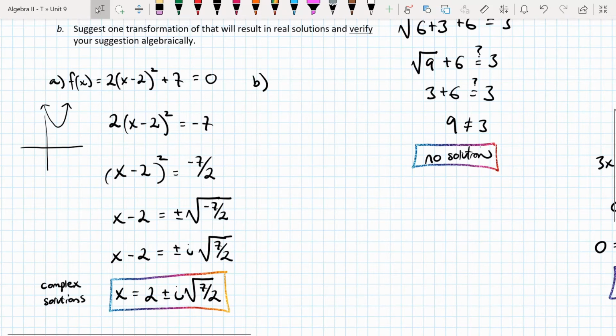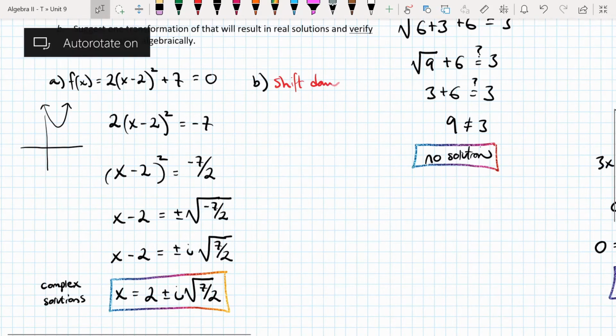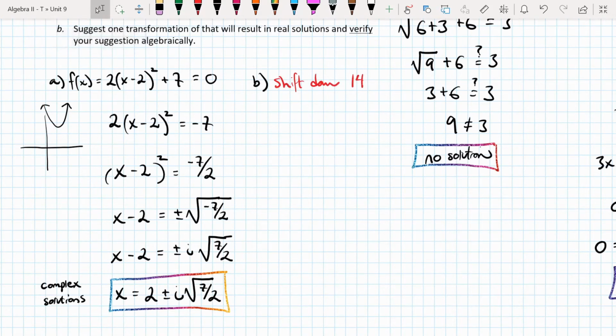Let's move it down. I'll move it down 14 units. So we're going to shift down 14. And what that will do to the function is instead of having plus 7, it's going to be minus 7. So now we have this new transformed function.